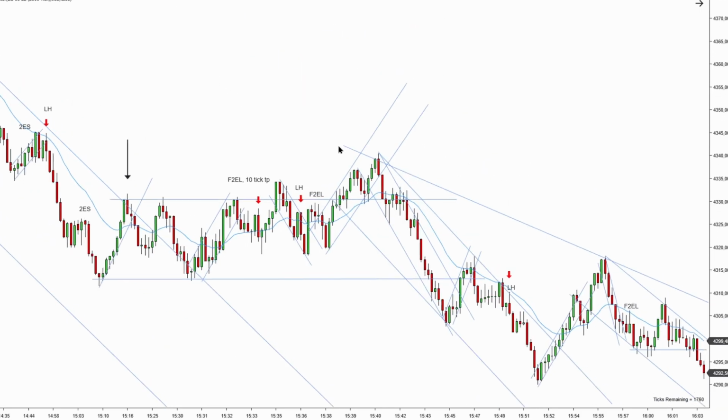Okay, the bigger trend is down. So any second entry to go long below EMA is going to be trapped. The people are going to go long way too late.